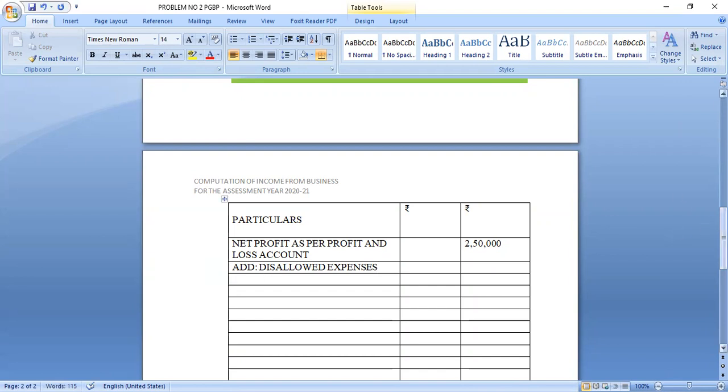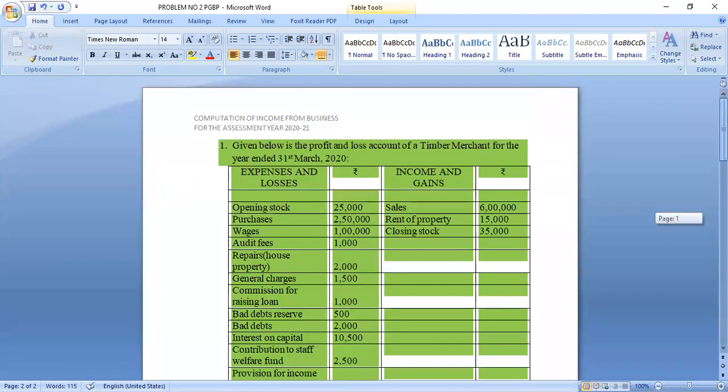First one, you see the problem. Expenses are entered on the debit side of the P&L account. You know that. Now, what are the different types of expenses which are disallowed, which are not related to the business? Opening stock, it is related to business. Purchases, it is related to business. Wages, it is related to the business. Audit fees, it is related to the business.